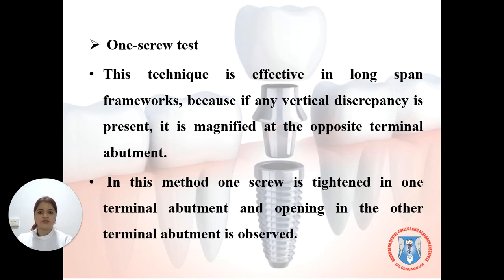Next is the one screw test. This technique is effective in long span frameworks because if any vertical discrepancy is present, it is magnified at the opposite terminal abutment. So this test is very helpful. We can use this method frequently. In this method, one screw is tightened in one terminal abutment and the opening in the other terminal abutment is observed.